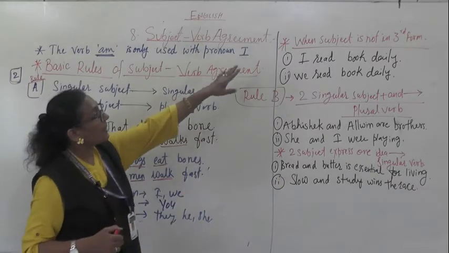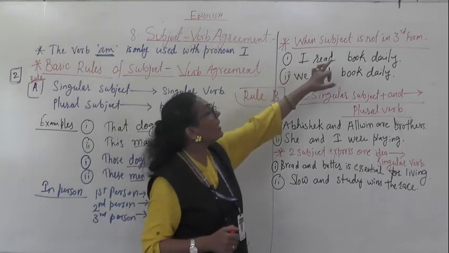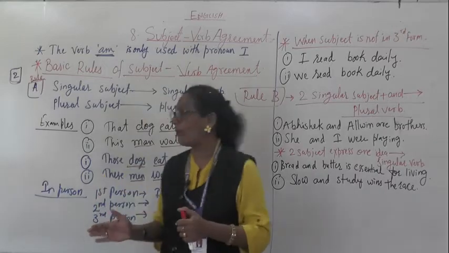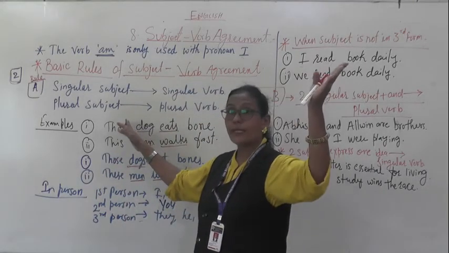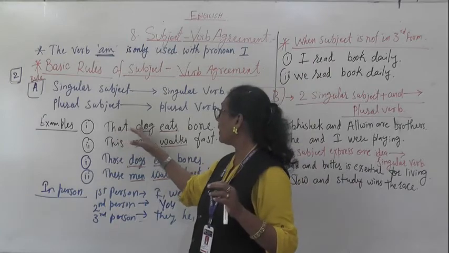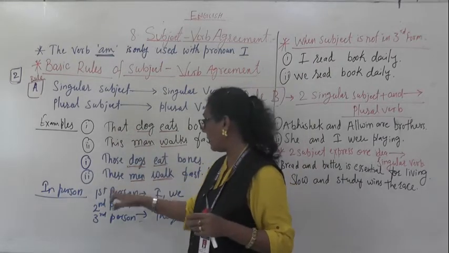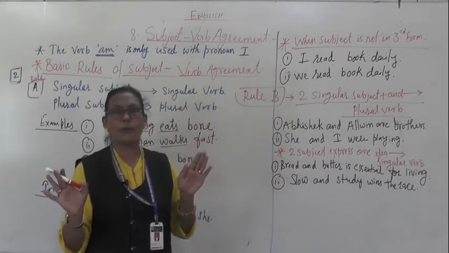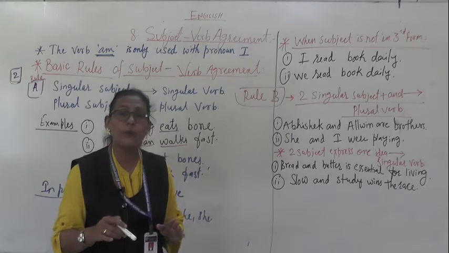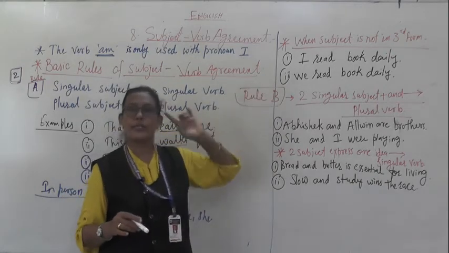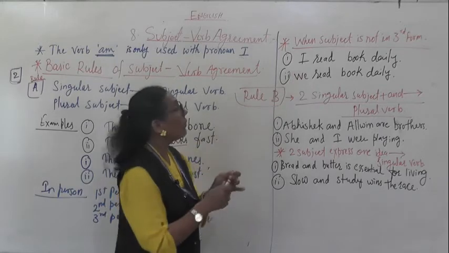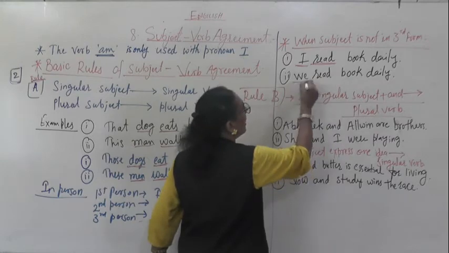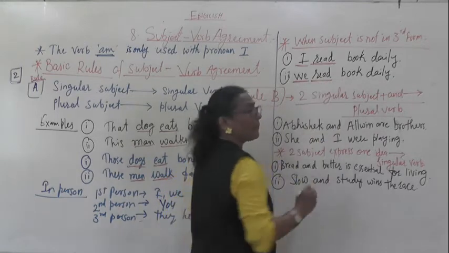See here, number three in the rule: when the subject is not in the third form. These, those, that, understand this, that we are writing. See here, this is a third person, all are third person over here. So when the subject is not in third form, for the singular person I, we, always see which is the subject. Here I is a subject, read is a verb; we is a subject, read is a verb.